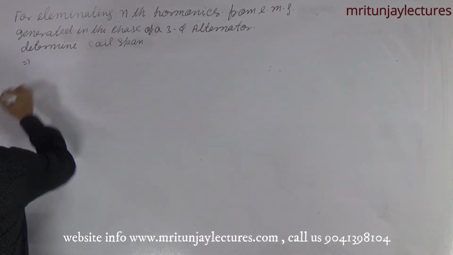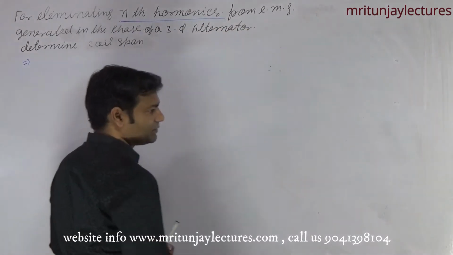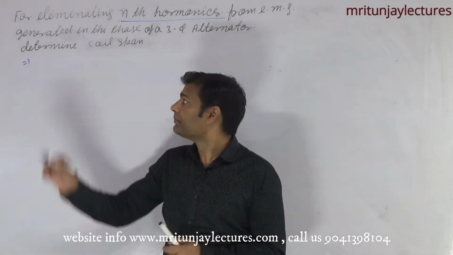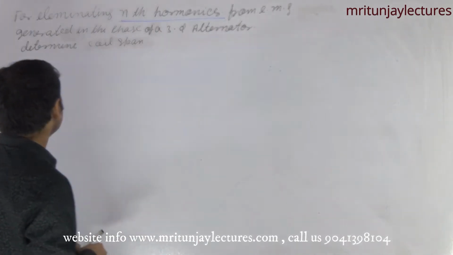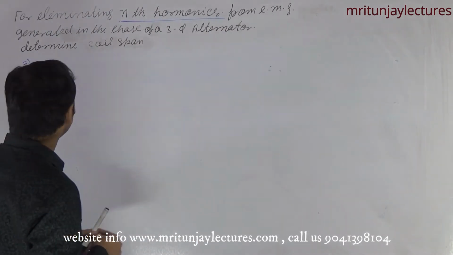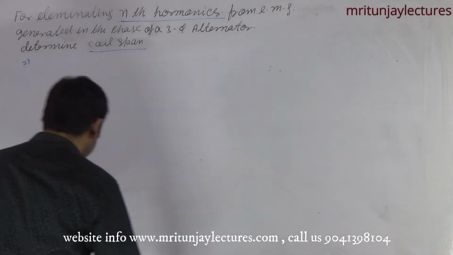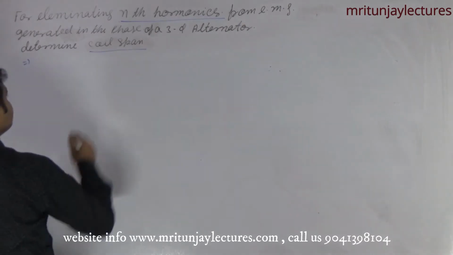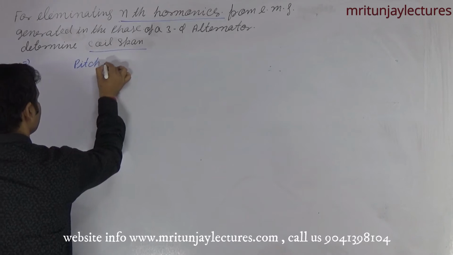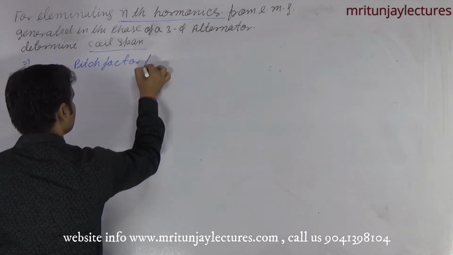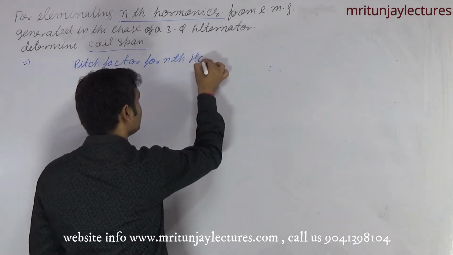Now corresponding to the question, eliminating the nth harmonic. First of all, our motto, corresponding to the question: for eliminating the nth harmonic from the EMF generated in the phase of a three-phase alternator, determine the coil span. Our motto, determine the coil span. First of all, what about the pitch factor for the nth harmonic?